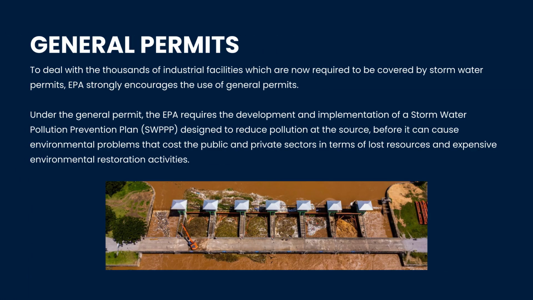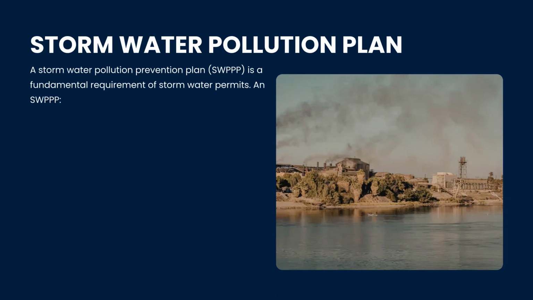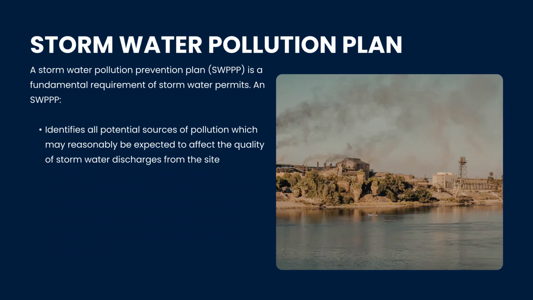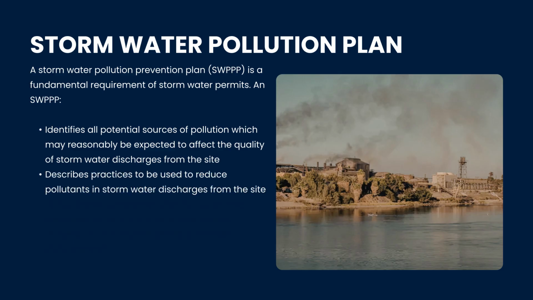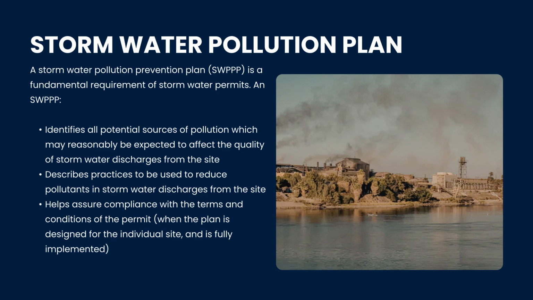To manage large numbers of facilities, the EPA encourages the use of general permits. These permits require facilities to develop and implement a stormwater pollution prevention plan that focuses on reducing pollution at the source before it can create environmental or financial impacts. The SWPPP is a core requirement of stormwater permits. It identifies potential pollution sources at your site, outlines control measures to reduce those pollutants, and ensures your facility meets permit requirements when the plan is properly implemented.